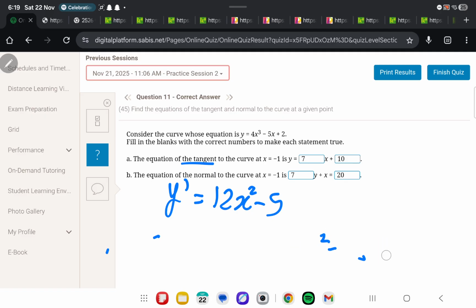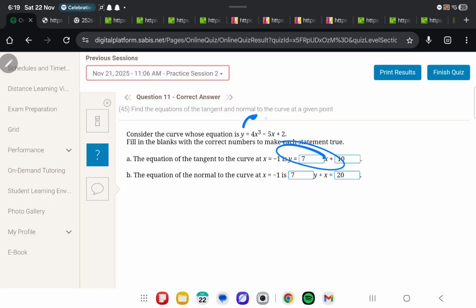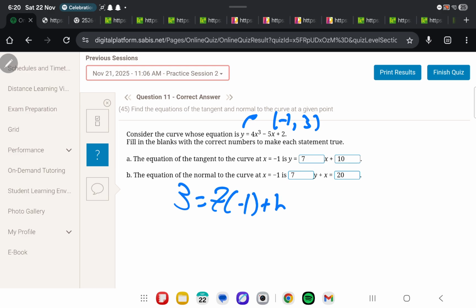Now I'm not going to need this now, because I just imagine I plugged it in here. Now, what's y? I need y, right? So 4 into negative 1 cubed minus 5 into negative 1 plus 2 gives 3. So the point is negative 1 comma 3. Now plug it in. So 3 equals 7 into negative 1 plus b, so 3 is equal to negative 7 plus b. Take negative 7 to the other side, and you'll get b is equal to 10.